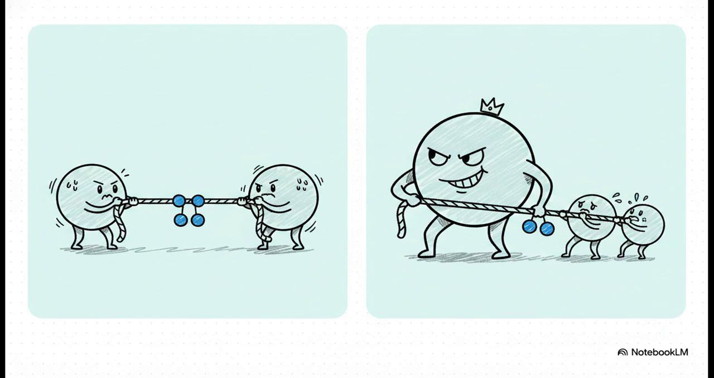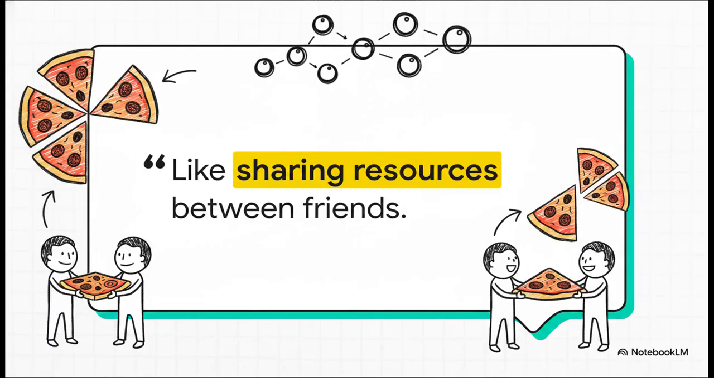Oxygen is a much larger, kind of greedier atom, so it attracts those shared electrons way more strongly than the tiny hydrogens do. This unequal pulling creates partial charges, leaving one end of the water molecule slightly negative and the other slightly positive. To keep it simple, just think of covalent bonding like sharing resources between friends.